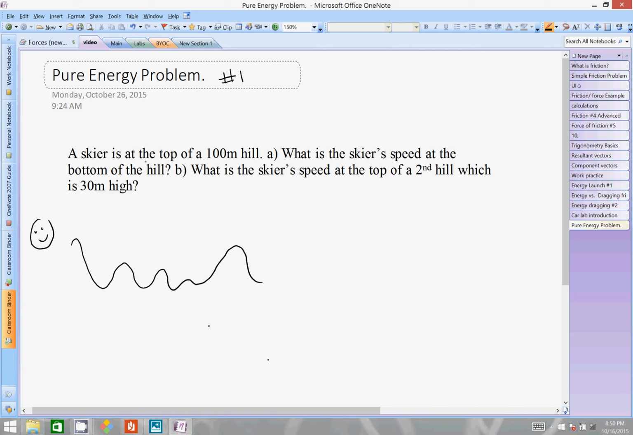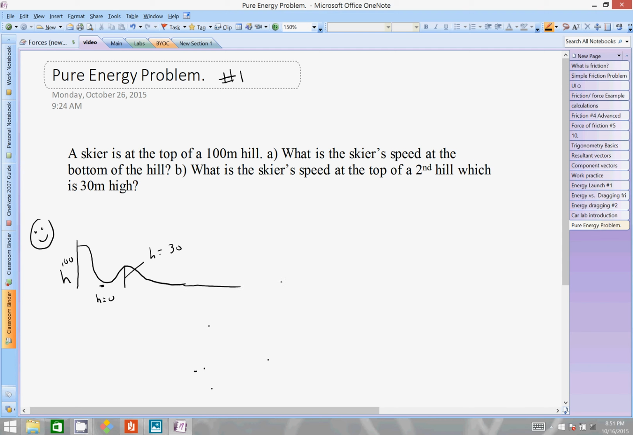A skier is on top of a hill, and it has a height of 100 meters. What's the skier's speed at the bottom of the hill, here at height equaling 0? And then what's the skier's speed at the top of the second hill? This second hill height equals 30. So this is a pure down, up problem.